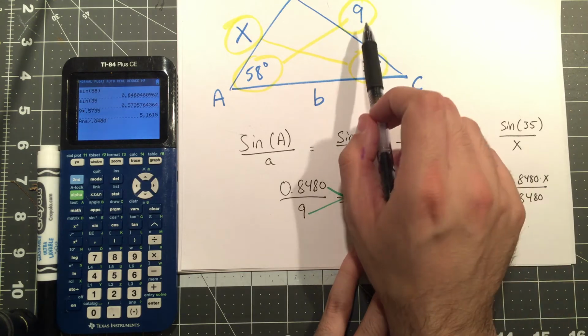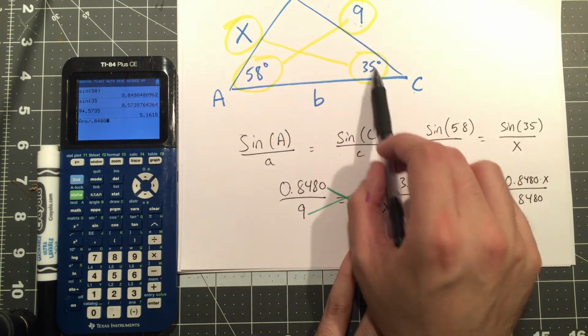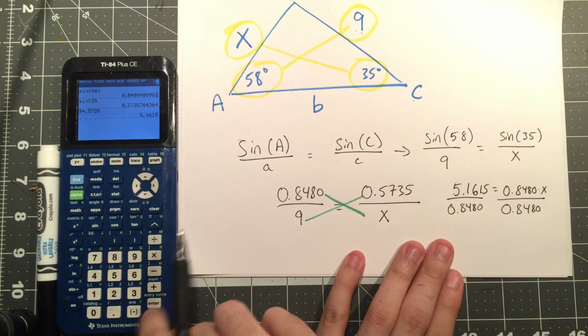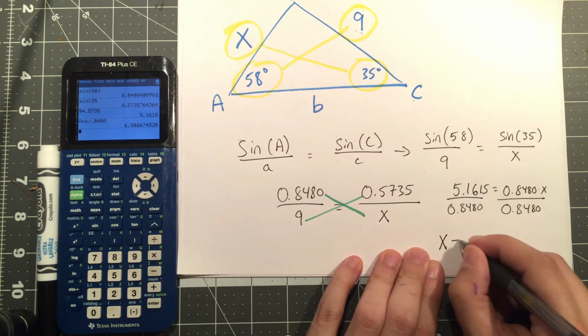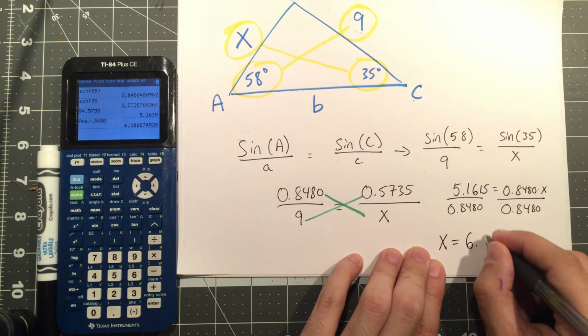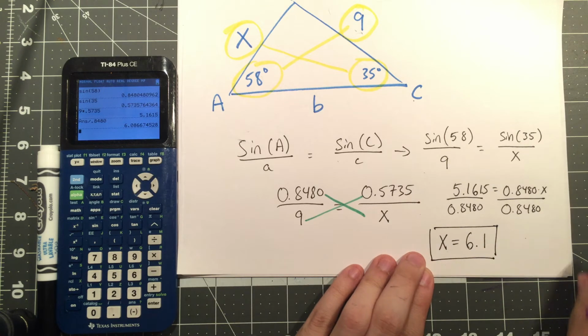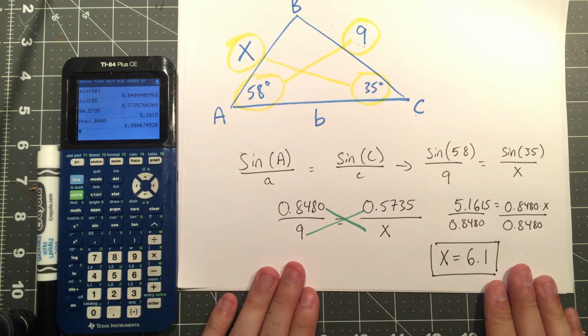Remember, we're looking for a number smaller than 9. We put in 58 degrees, we got 9. If we put in a smaller angle, I should get something smaller, and I get x to be about 6.068. I'm going to round to one decimal place, 6.1. And we get 6.1. Great.